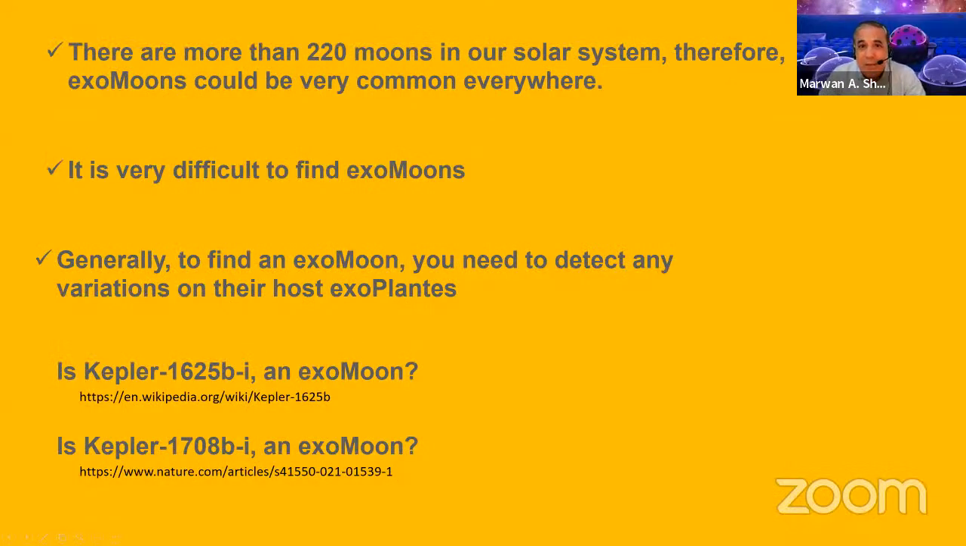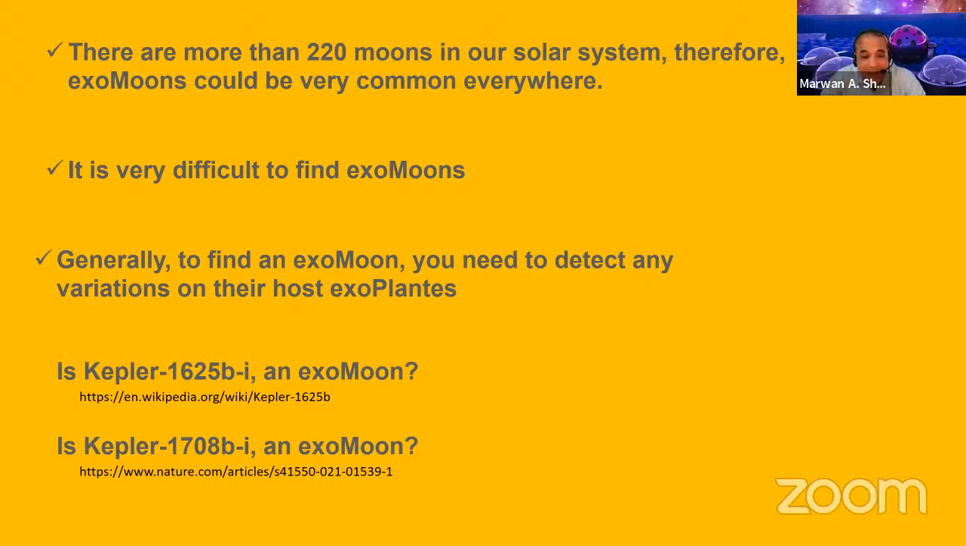Before we start, let's remember that there are more than 220 moons in our solar system, moons or satellites, which of course are natural satellites, not artificial ones. Therefore, exomoons could be very common everywhere. This is a hint. The second point is that it is very difficult to find exomoons. We have to put this in consideration. Generally, to find an exomoon, you need to detect any variations on their host exoplanets.